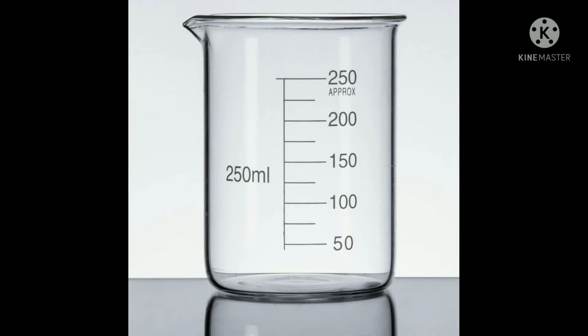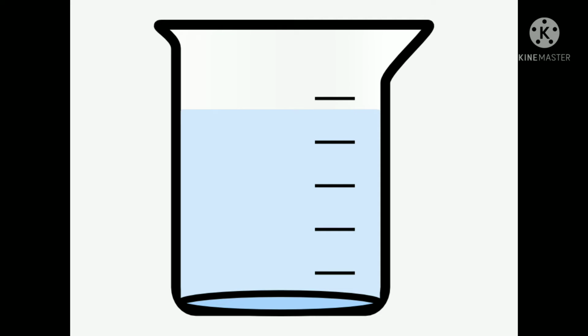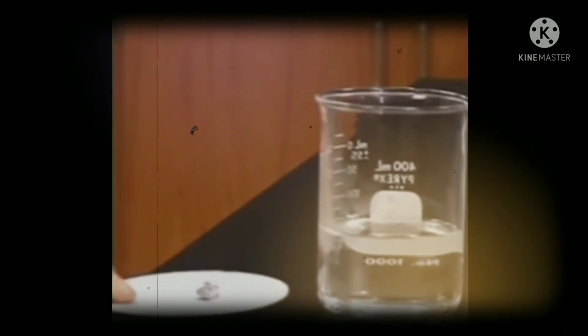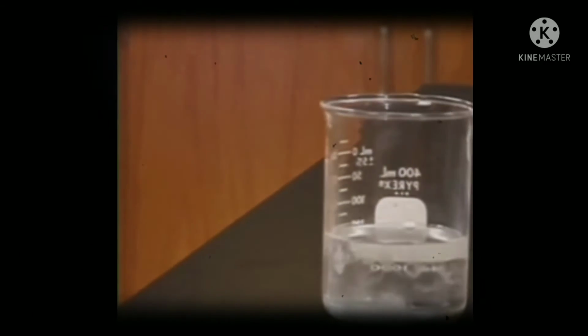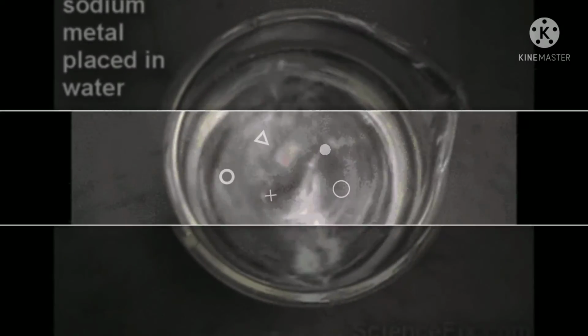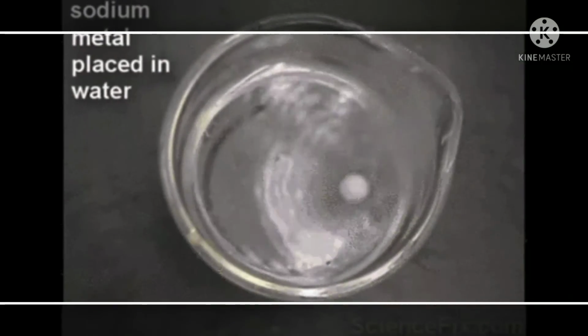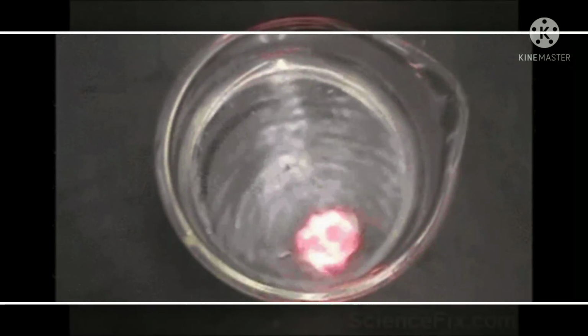Take a 250 ml beaker, fill 3/4 of it with water. Now put the piece of sodium into the beaker. Sodium floats on the surface of the water, at the same time melts to form a silver white ball. The silver white ball slowly becomes smaller in size and catches fire. It burns with the golden yellow flame.